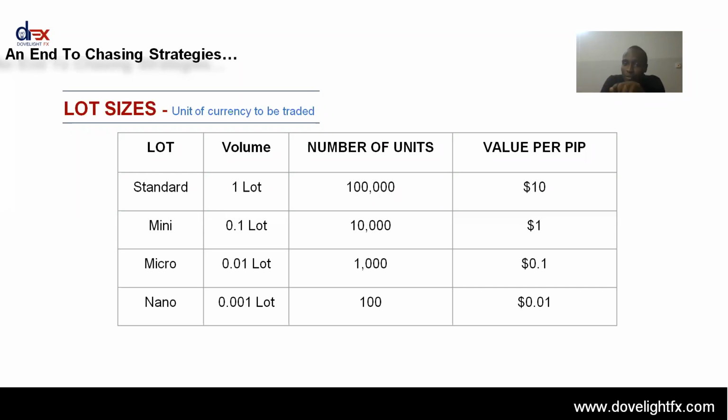But let's note something: these values that I say, for one lot size, each pip movement is $10. For 0.1 lot size, which is mini lot size, each pip movement is $1; micro is 0.1, nano is $0.01. This is an ideal case. In the real sense, it couldn't be exactly as such, because it depends on your broker and the asset you are going to trade. You might find that Euro USD gives you $9.8 per pip for a lot size, or that GBP USD gives you $11, but this is just an ideal case.